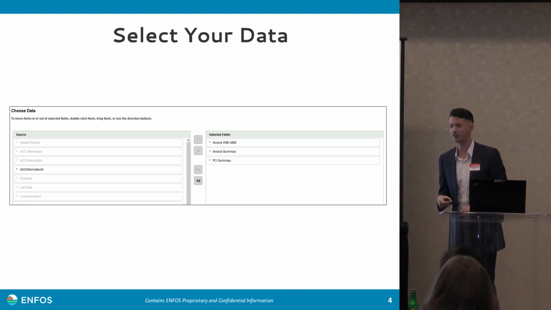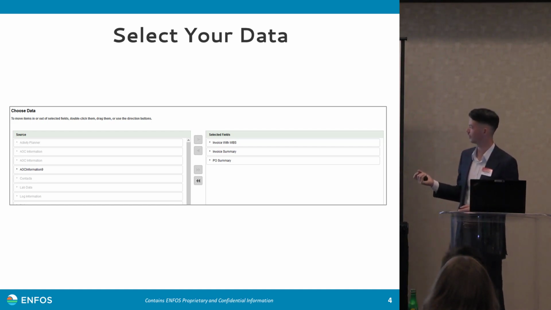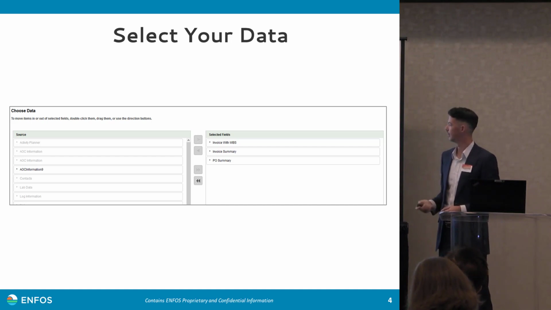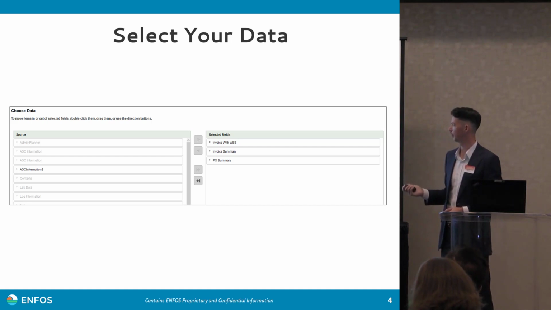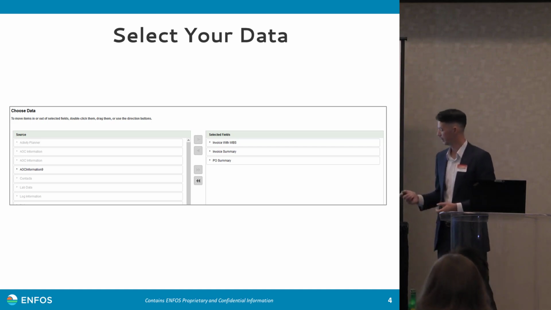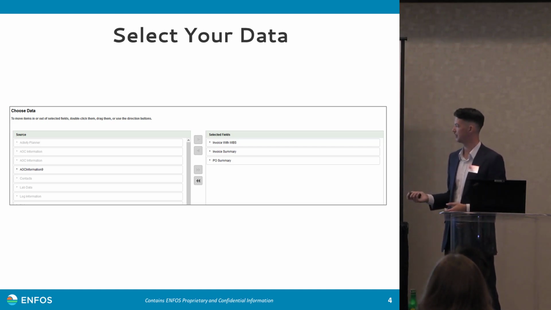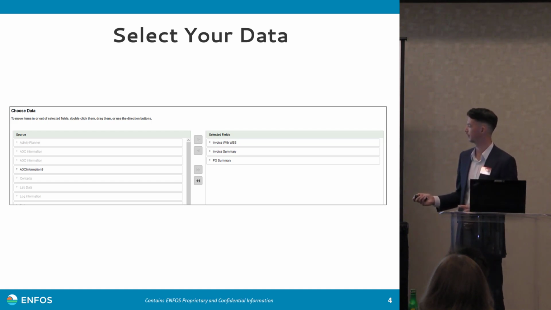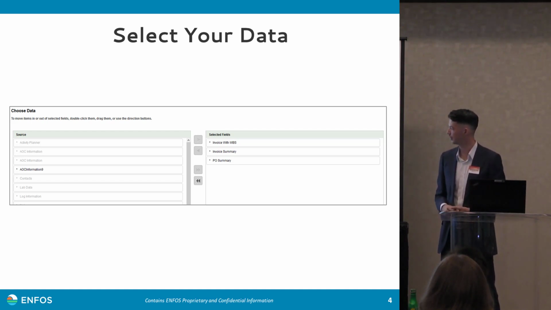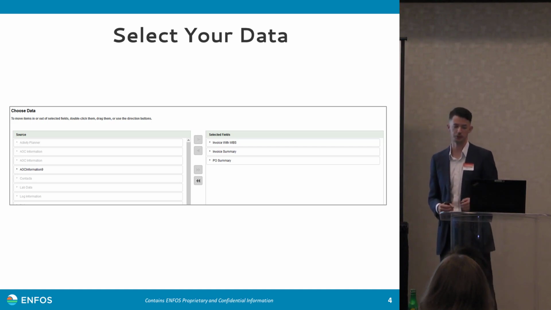So if you were in here for the last session, you've already seen a screenshot like this, which is selecting your data sets. So we selected 3 here on the right: invoice with WBS, invoice summary, and PO summary. Now I can join that with any of the data sets on the left-hand side of my screen that have not been grayed out. So if they have been grayed out, it just means we have not identified the primary key to link the data sets together yet. So I have one additional data set available that I can link with this information, and that's for the AOC project summary information.